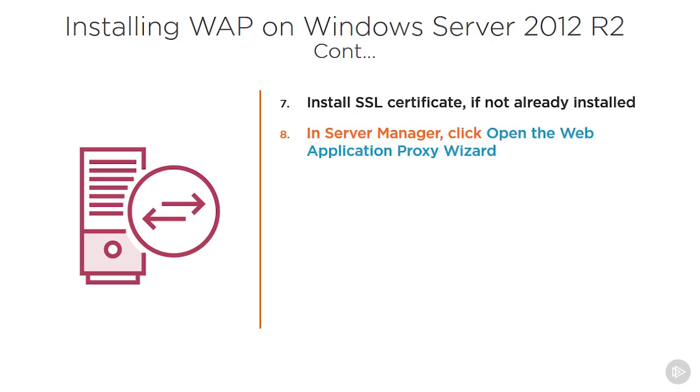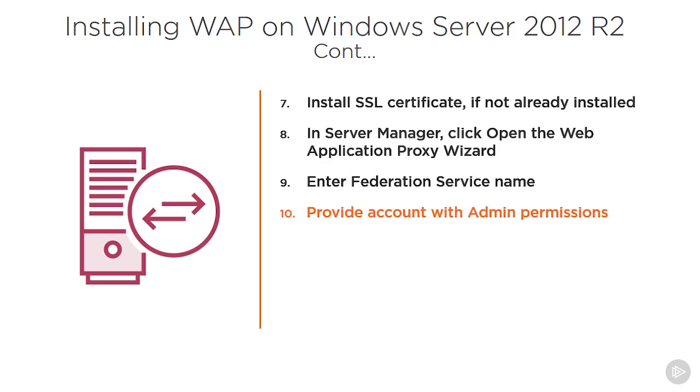We're going to go back into Server Manager. We're going to click Open the Web Application Proxy Wizard. We're going to enter the Federation service name that we assigned to ADFS when we installed that. We're going to provide the account with admin permissions. We're going to import the certificate, and then we're going to click Configure.